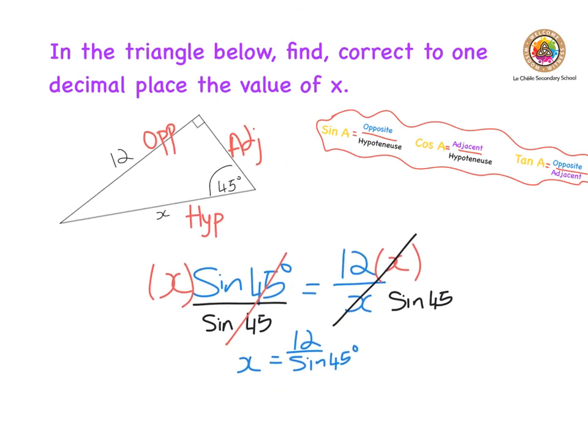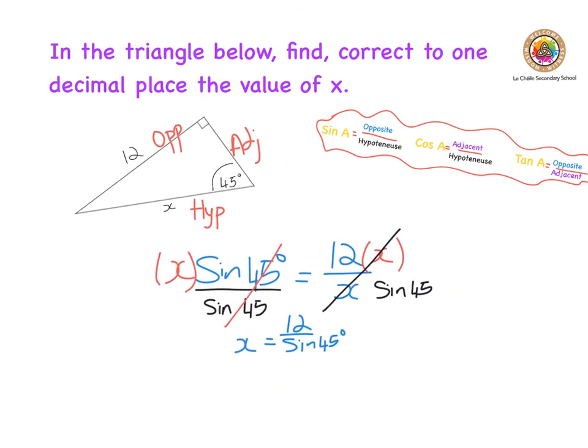And putting that into our calculator, sine of 45 degrees. And always we make sure when we're working in trigonometry that our calculator is in degree mode. So putting that into our calculator, we get 12 divided by sine of 45. Well, that's equal to 12 root 2. Okay, now we're asked to find it correct to one decimal place, so I need to solve that out here.